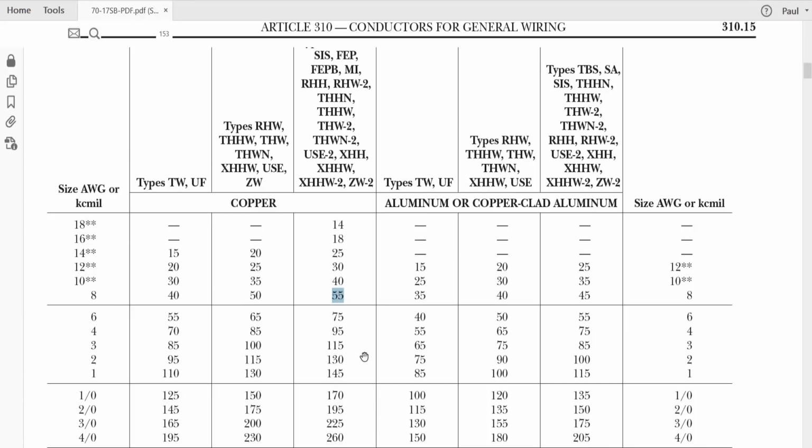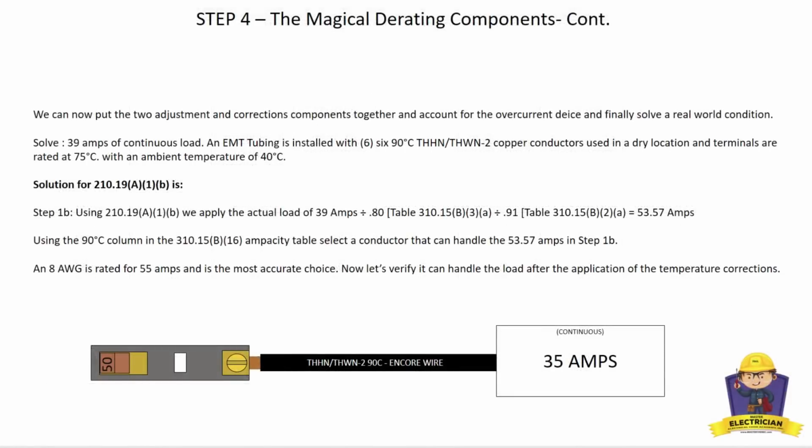However, we now have to apply the conditions of use here that we didn't have to apply before. So let's go back and see what we're doing. And remember, we still haven't looked at the overcurrent device yet. So now let's go back and we go, okay, we have 53.57 amps. An 8 gauge is good for 55. Everything looks good. It looks like we're still in the 8.